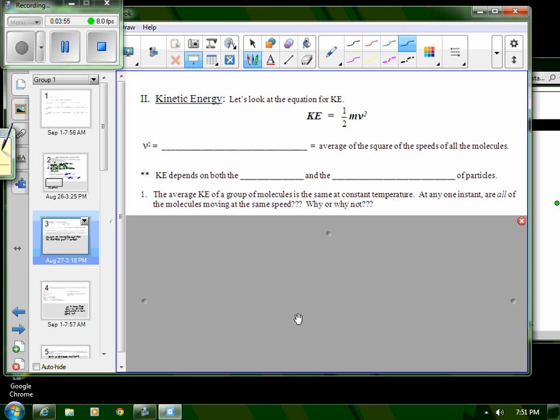Let's talk a little bit more about kinetic energy. The formula for kinetic energy that you might remember from physical science is kinetic energy equals 1/2 mv squared. Now, v actually stands for the mean squared velocity.